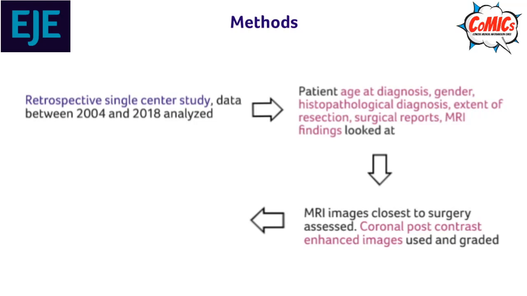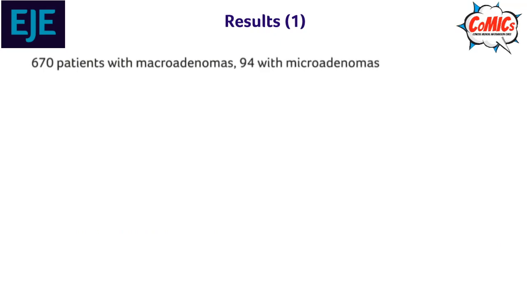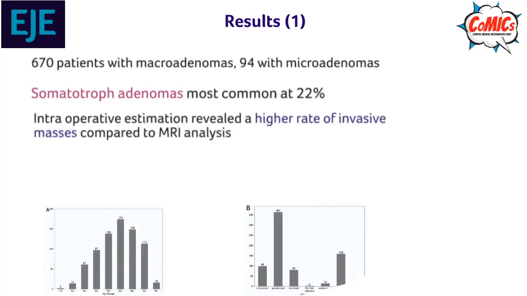MRI findings closest to surgery were then assessed. Coronal post-contrast enhanced images were used and graded. Statistical analysis was then done using univariate and multivariate analysis. More patients had macroadenomas, with somatotroph adenomas being the most common type. Intraoperative estimation revealed a higher rate of invasive masses compared to MRI analysis.